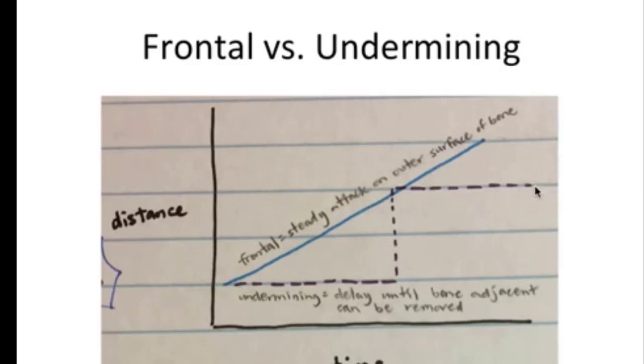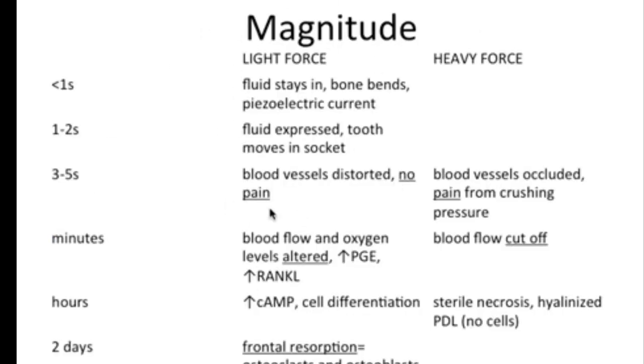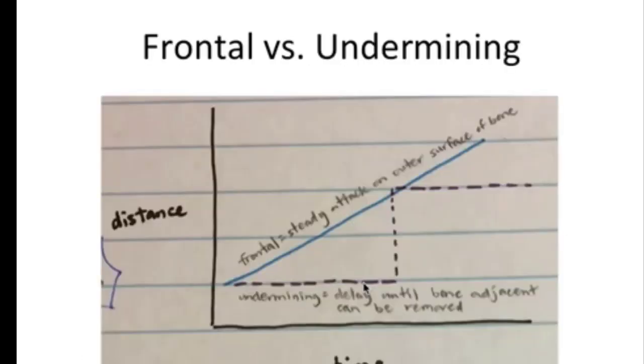before we can reactivate and do another round of undermining resorption. So frontal and light force is ideal, but it's very hard to avoid heavy force, and it's acceptable as long as the force decays to 0 after the undermining resorption ends, and then we have time for PDL repair before we put in a new wire. So that's it for magnitude.